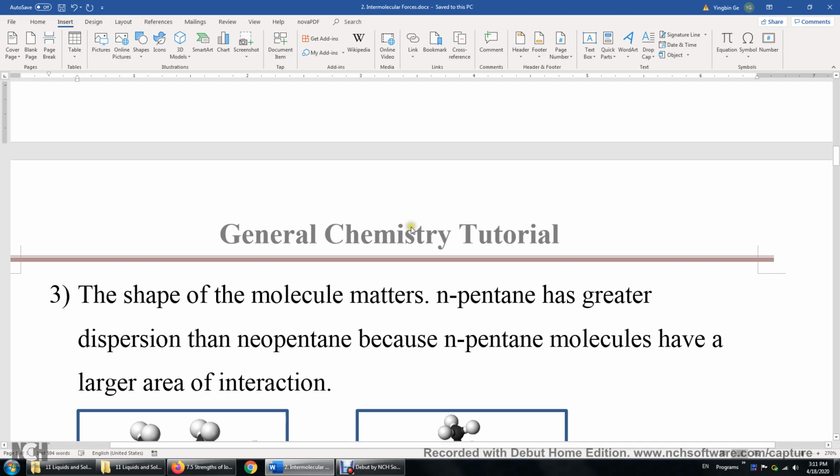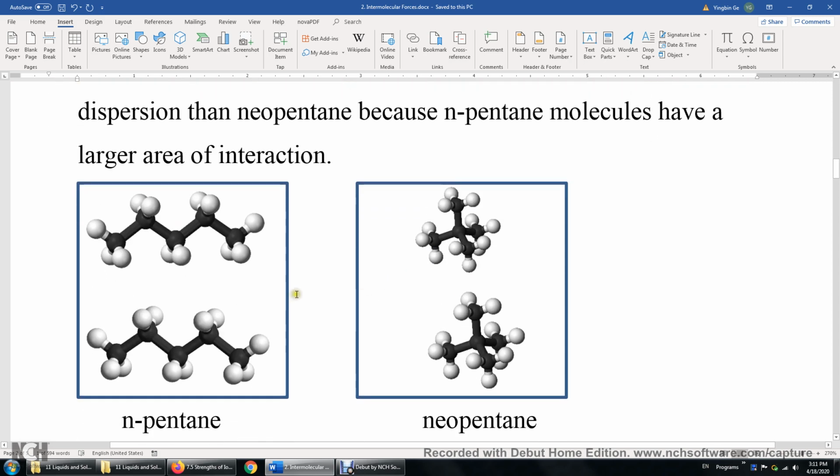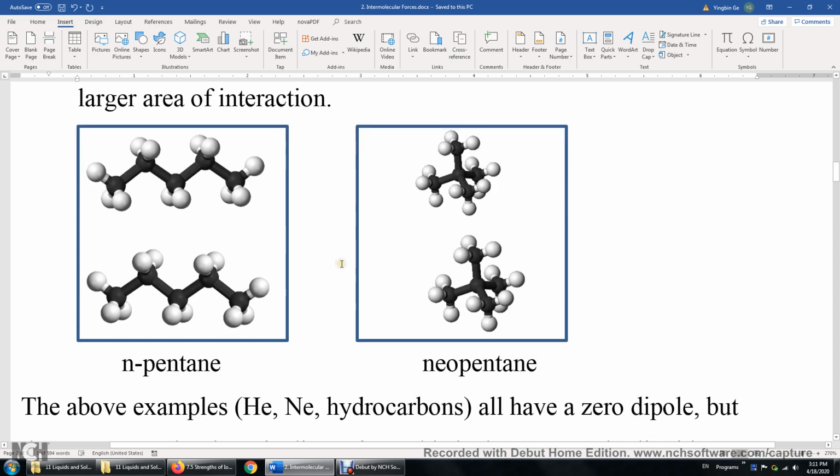Why? Let's look at their different shapes. This one is n-pentane with a long carbon chain. This one is neopentane. So you have 4 carbon atoms all bonded with the center carbon atom. Now let's look at the contact area between two n-pentane molecules. So this much. Let's look at the contact area between two neopentane molecules. It's much smaller. Therefore, we say there's a greater dispersion between two n-pentane molecules than that between two neopentane molecules.